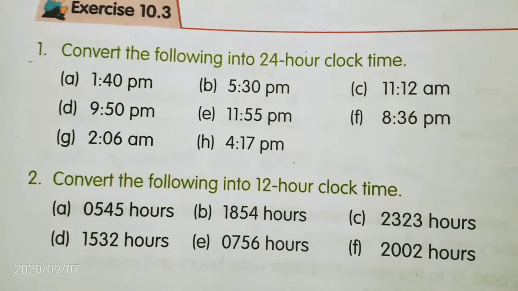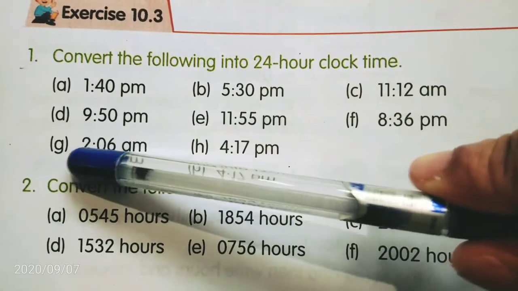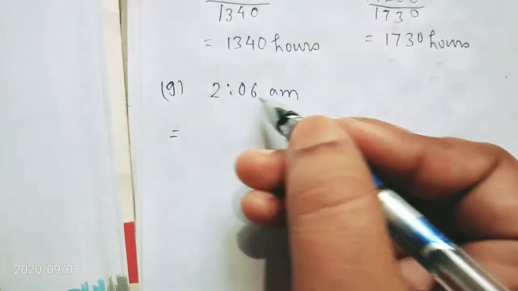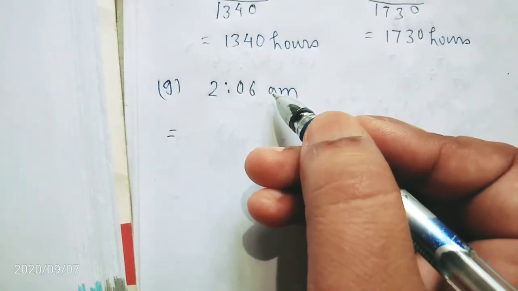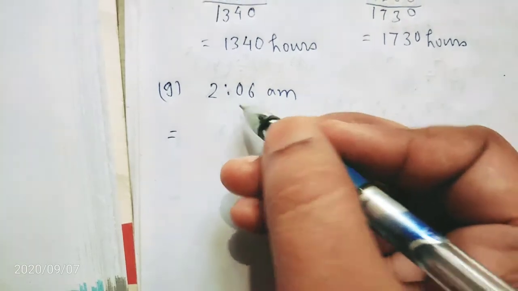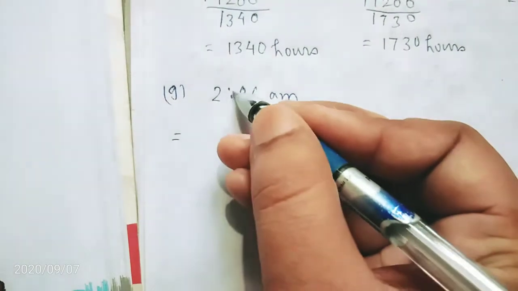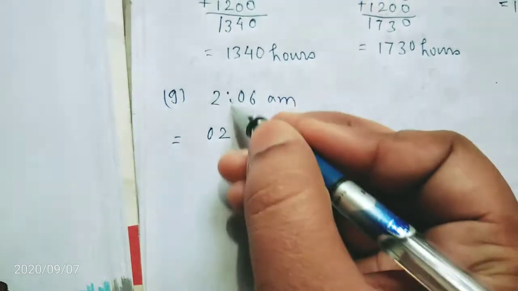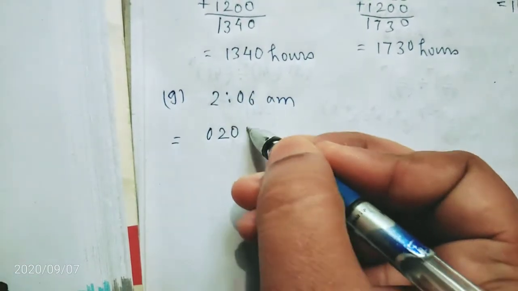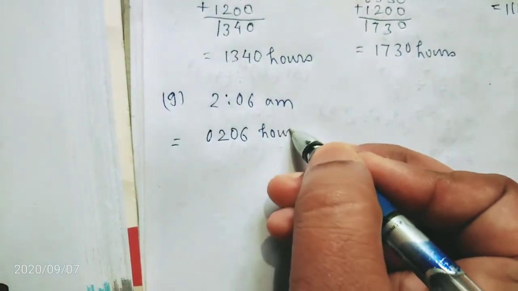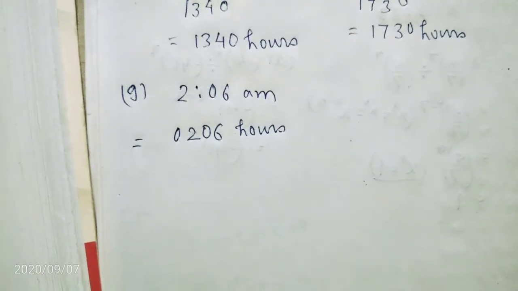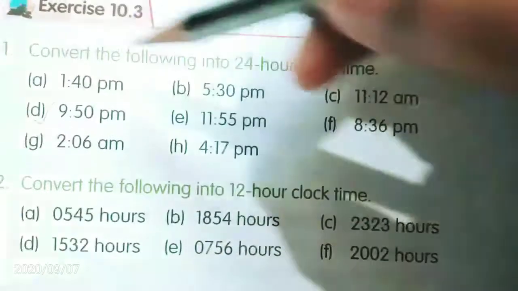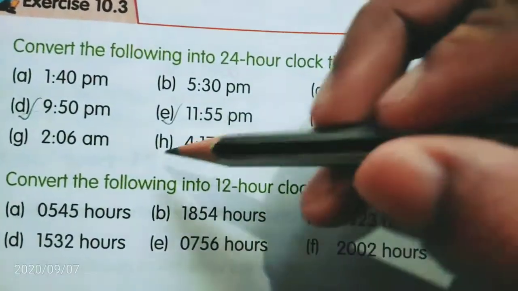This is what happens when the time is given in AM. Now question G, number 2:06 AM. It is again before 12 o'clock noon, so no need to add 1200 hours. Simply write the 4-digit number without using the dots. So write 02, no dot, here write 06. It is 0206 hours. So very simple. Understood? Here I have solved it. You will solve D, E, F and H in your homework.